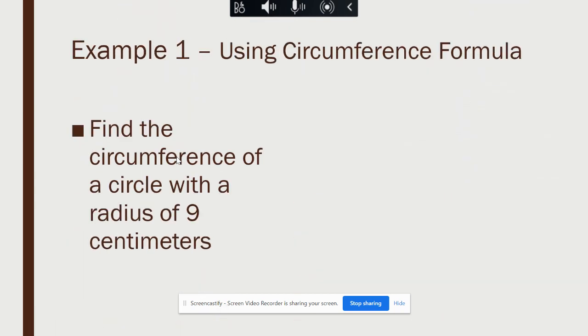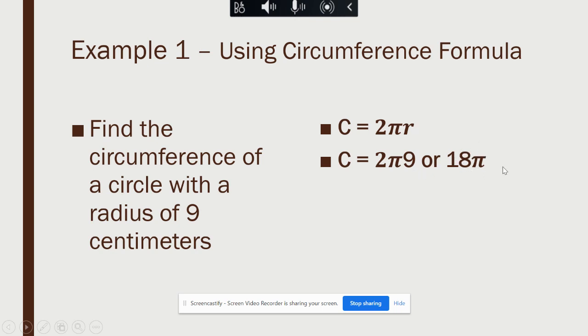Okay, find the circumference of a circle with a radius of 9 centimeters. So we're going to choose the formula. Since our problem says radius, we're going to choose the formula that has the radius in it. Plug in a radius of 9. So we can multiply 2 times 9, and we can make that an 18 pi.